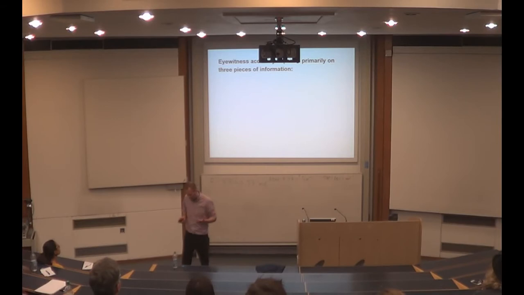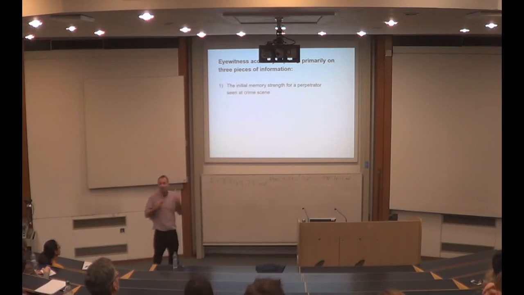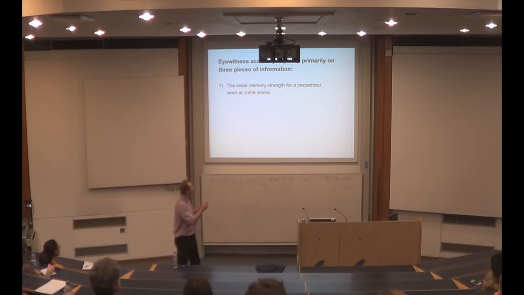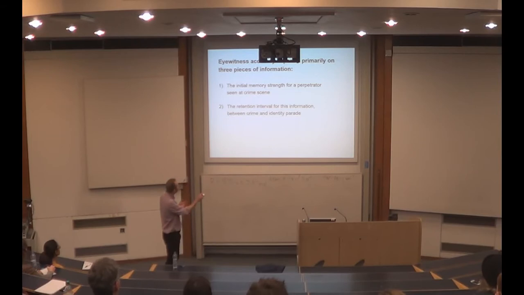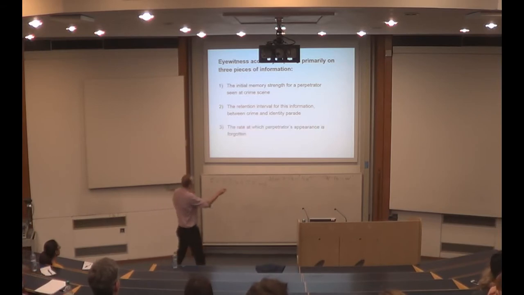So one of these approaches is that eyewitness identification basically depends on 3 bits of information. Okay? So the first is the initial memory strength for a perpetrator at a crime scene. And of course you could tie this into face perception and what have you, but I'm not going to do that right now. The second component is the retention interval for this information between crime and the subsequent identification. And the third component is the rate at which the perpetrator's appearance is forgotten during this interval.